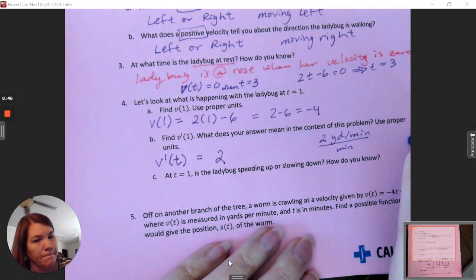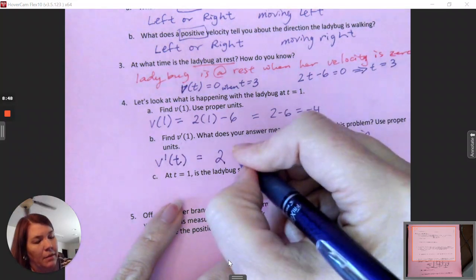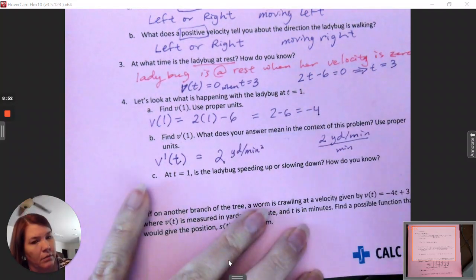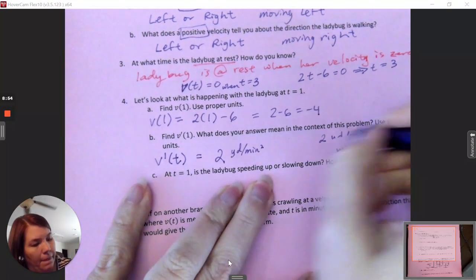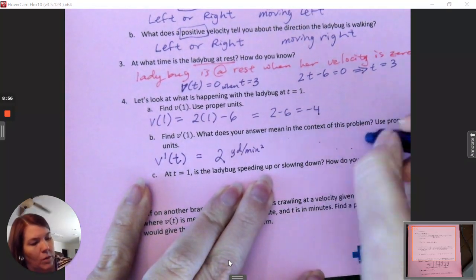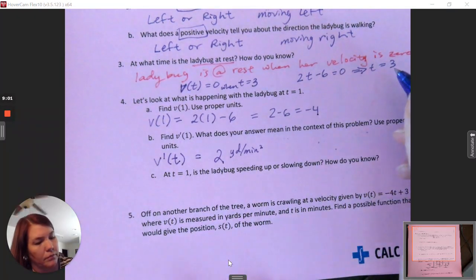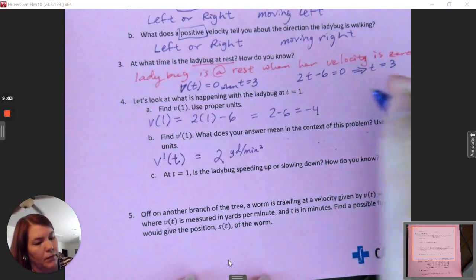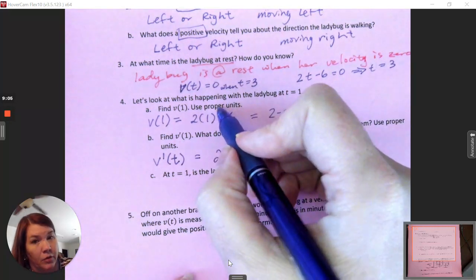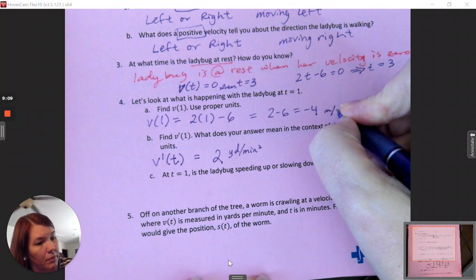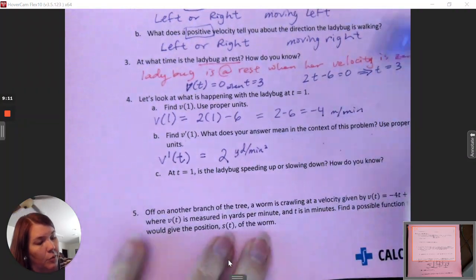Okay. So what does that mean? So I'm going to go to yards per minute squared over here. Oh, I didn't use proper units back here. I just noticed, use proper units. Negative 4 meters per minute. Yards per minute, excuse me.